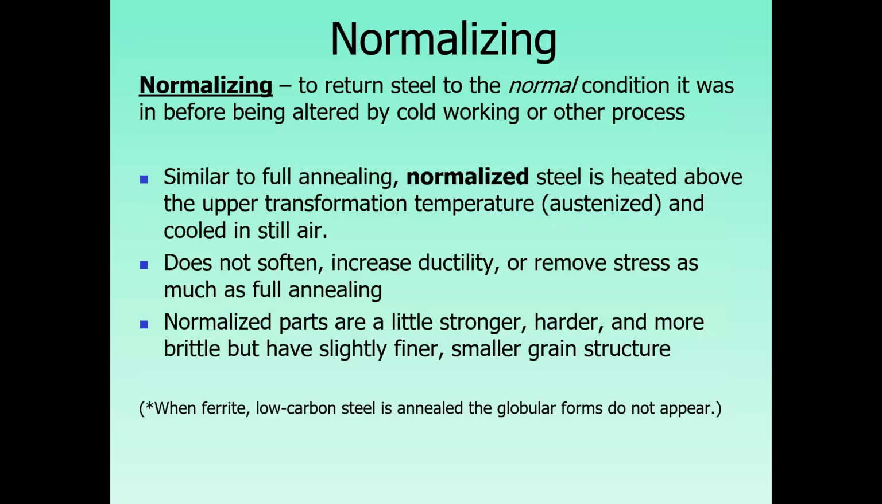Normalizing. Normalizing is done to return steel to the normal condition it was before being altered by cold working or other processes. Similar to full annealing, normalized steel is heated above the upper transformation temperature, which is austenized, and then cooled in still air. It does not soften, increase ductility, or remove stress as much as full annealing. Normalized parts are a little stronger and harder, but they are more brittle and have a slightly finer, smaller grain structure.